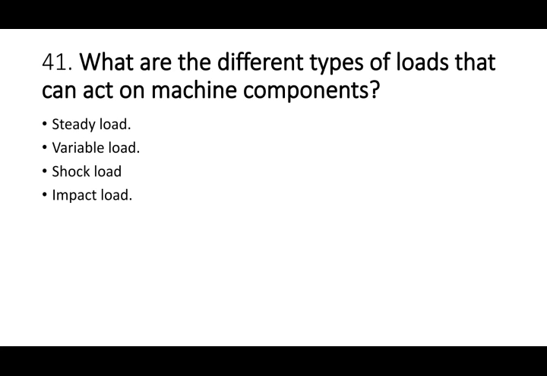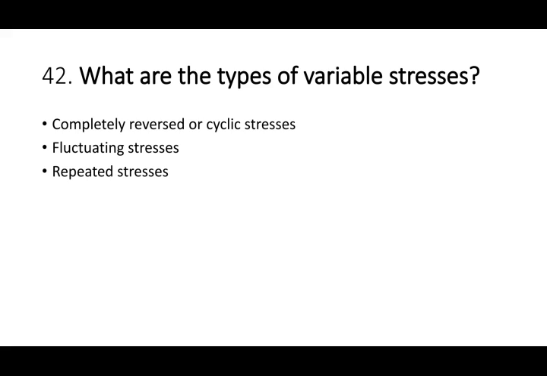Next question. What are the different types of load that can act on a machine component? The different types of load that can act over the machine components are steady load, which is also known as dead load, variable load, which changes with respect to time, shock load, that means suddenly applied load, and the impact load. Next question. What are the types of variable stresses? The types of variable stresses are completely reversed or cyclic stresses like tension, compression, fluctuating stresses, then repeated stresses.